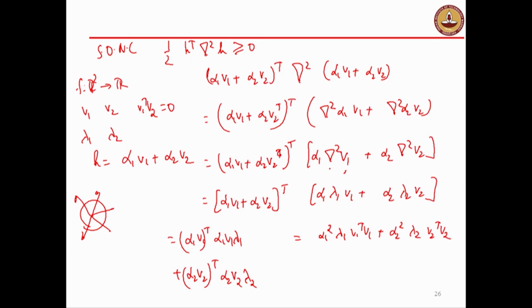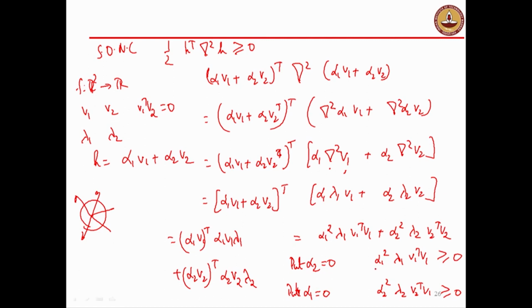So I put alpha 2 equal to 0. What do I get? Alpha 1 square lambda 1 V1 transpose V1 has to be greater than or equal to 0. Now put alpha 1 equal to 0, and you get alpha 2 square lambda 2 V2 transpose V2 greater than or equal to 0.